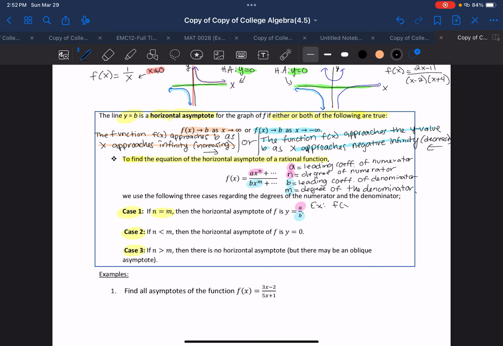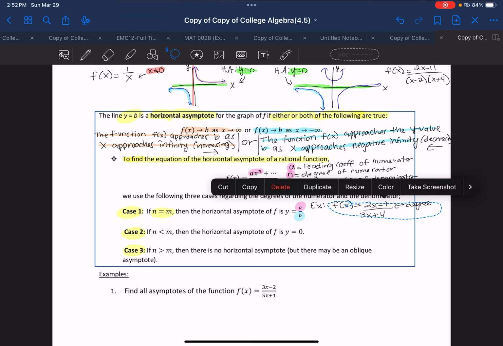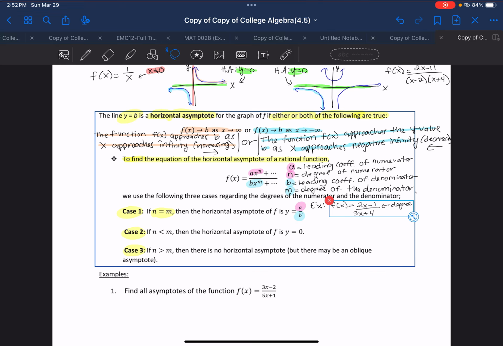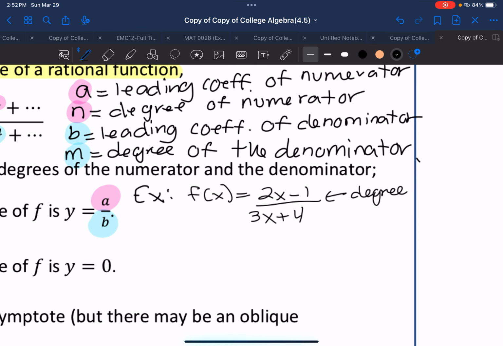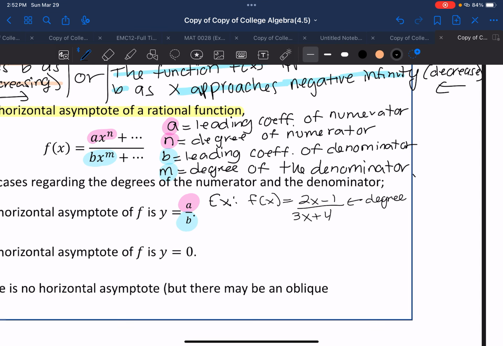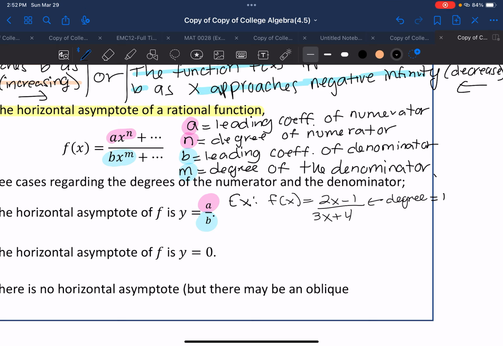So if I had the function 2x minus 1 over 3x plus 4, then the degree of the top, of the numerator, is just 1 because of the exponent on that variable x.